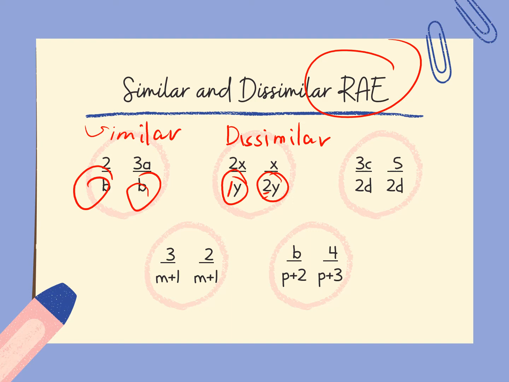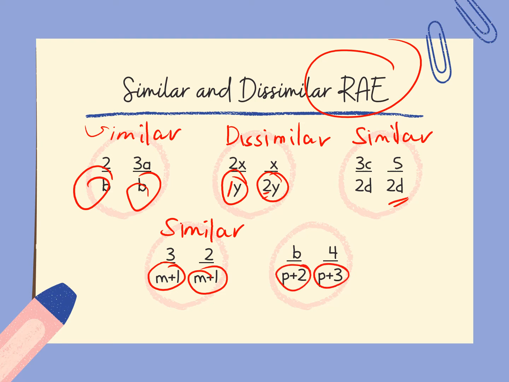So they are dissimilar. Next, this is similar, since they have a common denominator, which is 2d. Next, they have a common denominator, which is m plus 1. Therefore, this is also similar. And for this one, obviously, this is p plus 2 and this is p plus 3, so they are dissimilar. That's how you identify whether rational algebraic expressions are similar or not. It's the same as how we identify similar and dissimilar fractions.